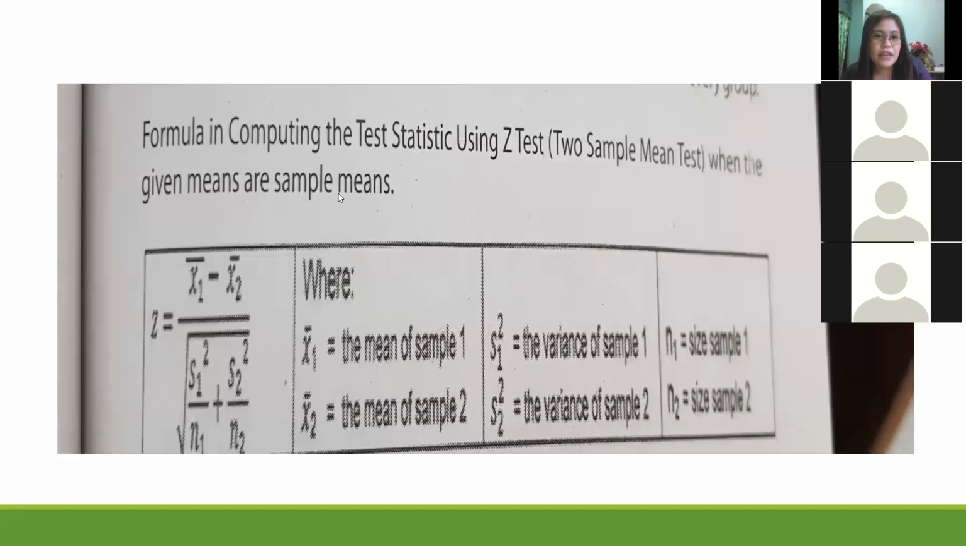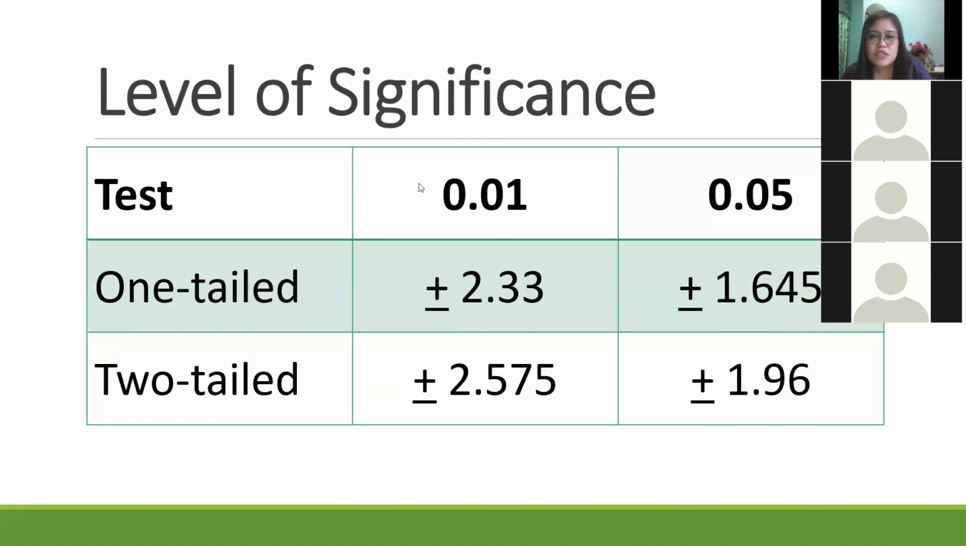Parehas atong naa sa ato ang table, if you choose the level of significance na 0.01, the critical value for the one-tailed test is fixed. That's 2.33. And then for two-tailed test, that's 2.575. Again, these are called the critical values which are related to the level of significance.